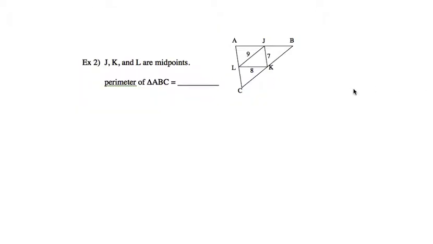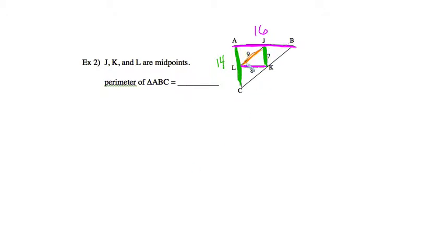Another way we could use the midsegment theorem. If J, K, and L are all midpoints, then I know that JK, LK, and JL are all midsegments. So let me use different colors here to make this easier to see. If JK is a midsegment, then it should be parallel to AC, the third side, and 1/2 as long. So AC is 14 because JK is 7. If LK is a midsegment, then it should be parallel to AB and 1/2 as long, which means AB is 16 because LK is 8.